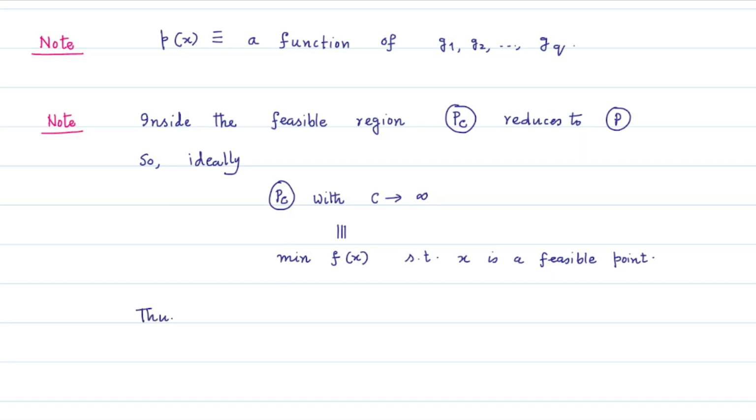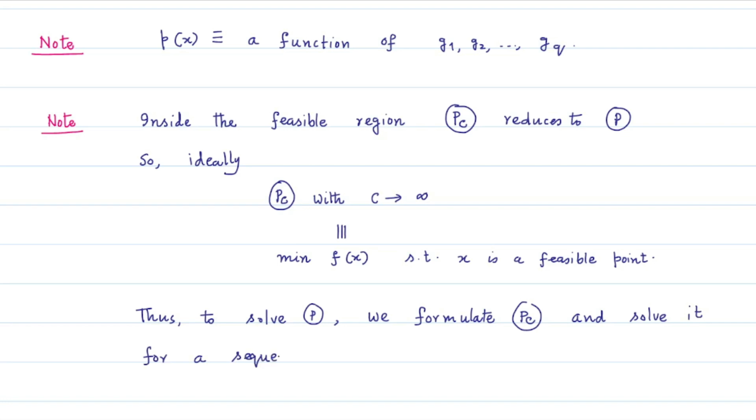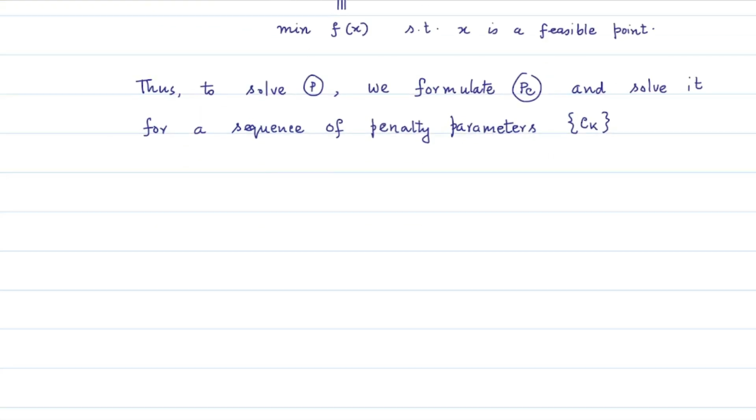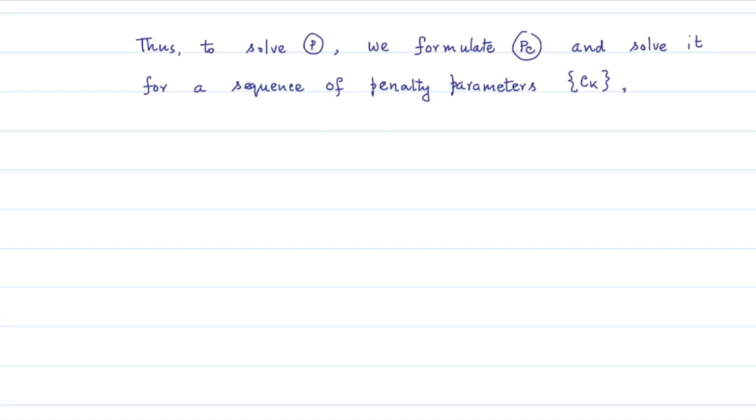Thus, to solve the problem P, what we can do is formulate the problem PC and solve it for a sequence of penalty parameters CK, where CK is an increasing sequence that increases to positive infinity. That means it is an increasing sequence and diverges to positive infinity.